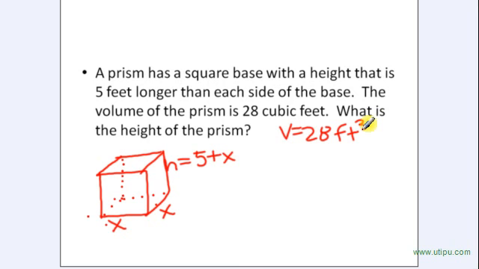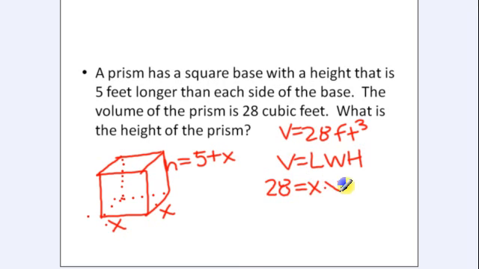Well, I could do a whole guess and check strategy, knowing that the volume is length times width times height. And I could start out by plugging in, say, 1 for x, see if it equals 28. If it's too small, increase x till I get the right option. But let's go ahead and apply what we've been learning. Let's plug in what we know to our equation. Volume is 28. The length is x. The width is x. And the height is 5 plus x.